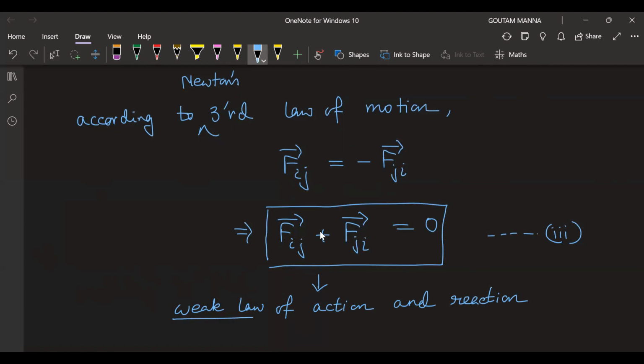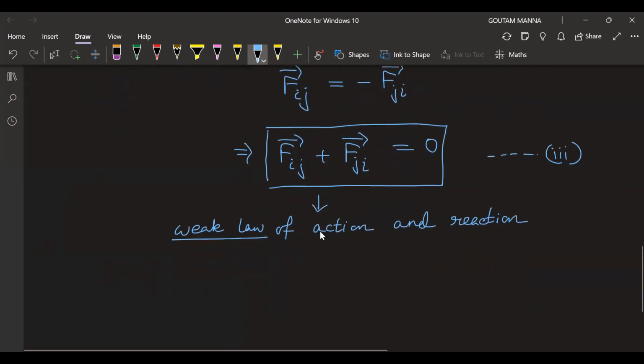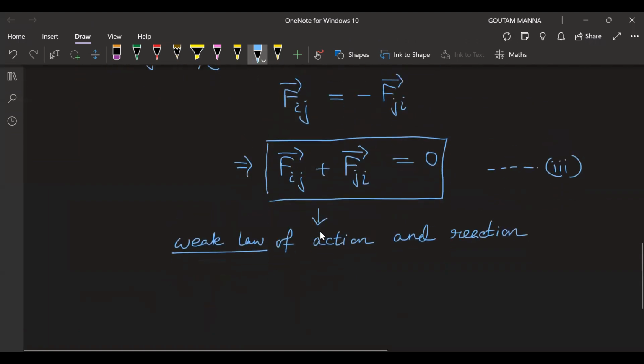Okay. So why weak law? Because there must be a strong law then. So we will come to that strong law of action and reaction. It is called the weak law because it just applies Newton's third law of motion. It doesn't take anything more. For the strong law, you will see that there will be another condition on that. It will restrict the condition more. So this is called the weak law of action and reaction.